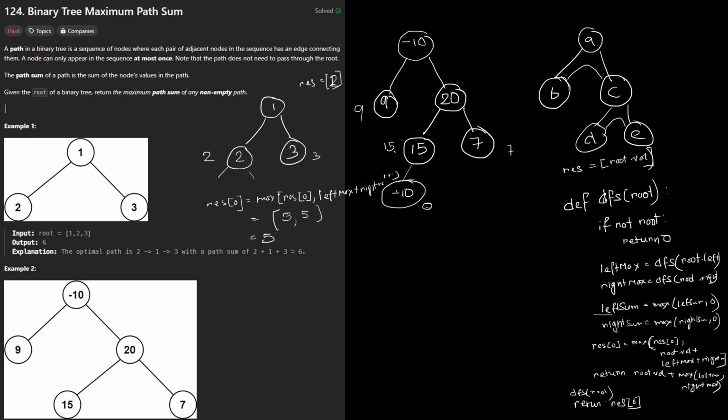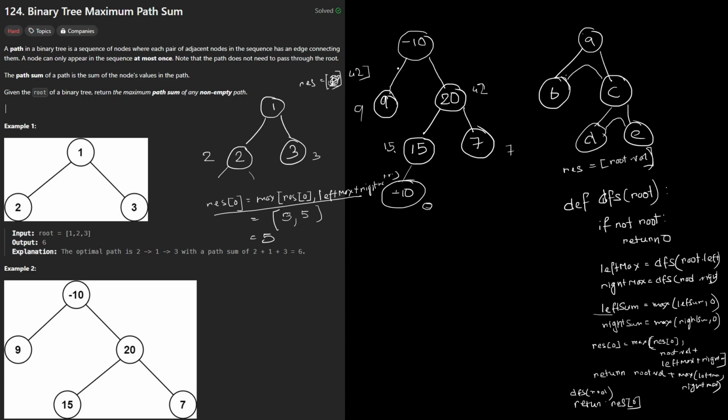Then 20. So again, we are going to call this formula out here. So it would be 15 plus 7, 22. 22 plus 20, it would be 42. So as of now, the result value is going to get updated to 42 because it is the maximum value that I have got.